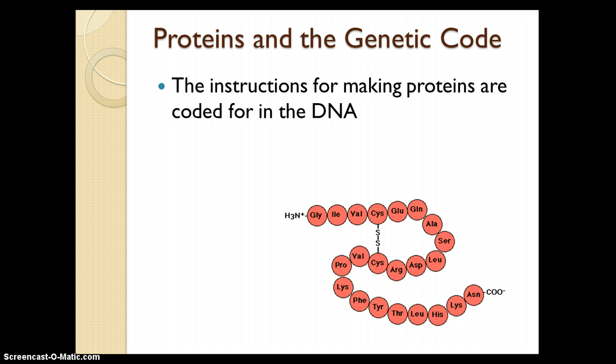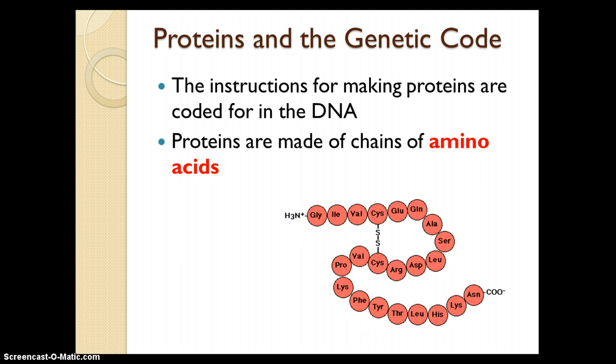The instructions for making proteins are coded in the DNA, and proteins are made of chains of amino acids. Amino acids are these little red dots, and this whole chain, and the way that it folds, is actually the protein. There are some proteins where you've got many of these chains wound around each other to make the actual protein. But each individual piece of the chain is an amino acid.